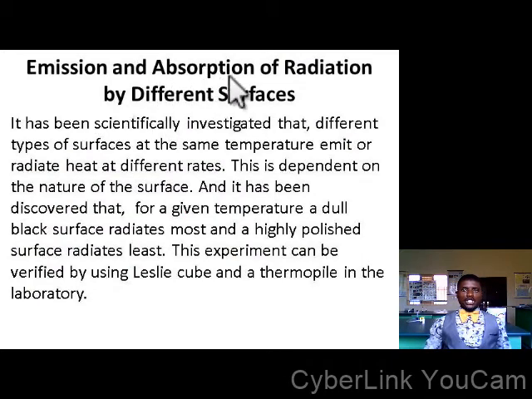So, emission and absorption of radiation by different surfaces. It is believed that black bodies absorb radiant heat, while white or reflecting bodies emit radiant heat away from them. It is for this reason that we don't like putting on dark clothes during hot season. As for me, I have a dark shirt I only put on when I'm catching cold. It is wool, but I only put it on when I'm catching cold.